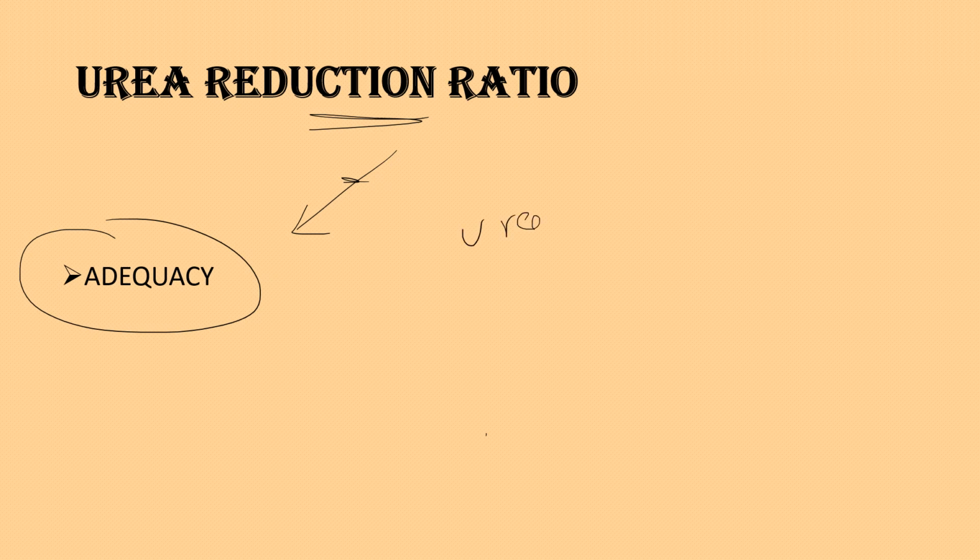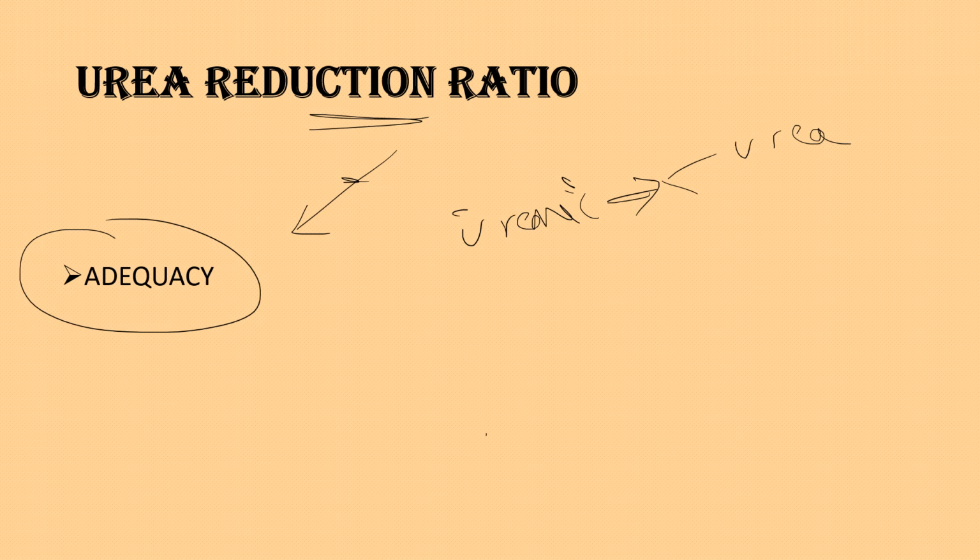This parameter, urea reduction ratio, is helpful to assess the adequacy of dialysis, how good the clearance is. There are various uremic toxin molecules, out of which small molecule and middle molecular weight uremic toxins are there. Urea acts as a surrogate marker of these toxins. So if the clearance or reduction of the urea is good, that means the clearance is good. So that is the basic concept behind that. Urea acts as a surrogate marker of uremic toxin.